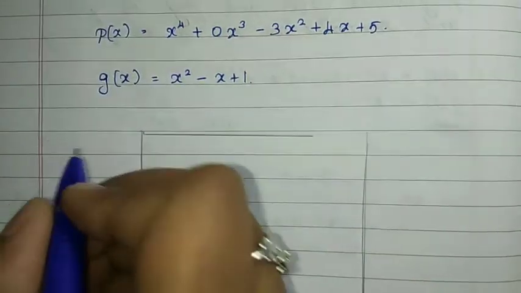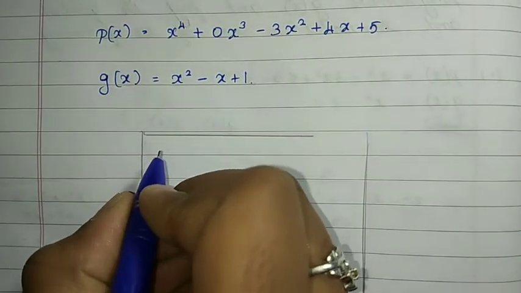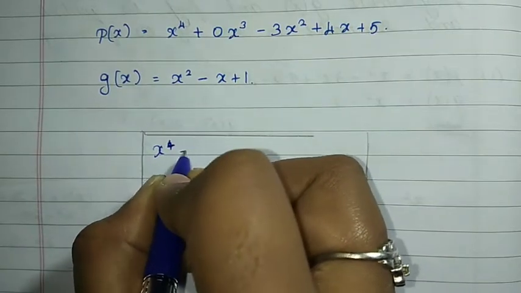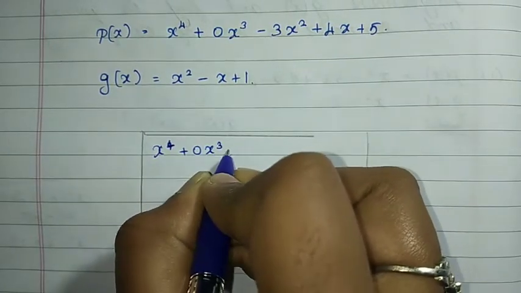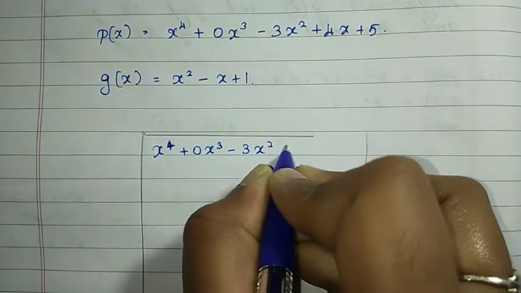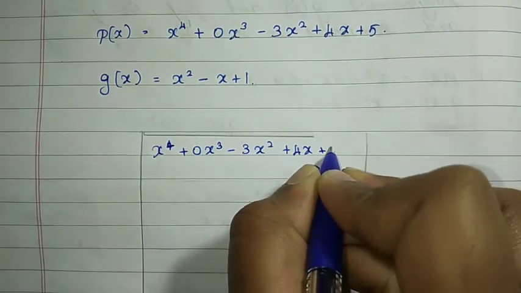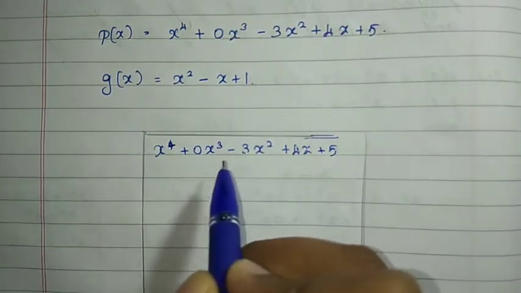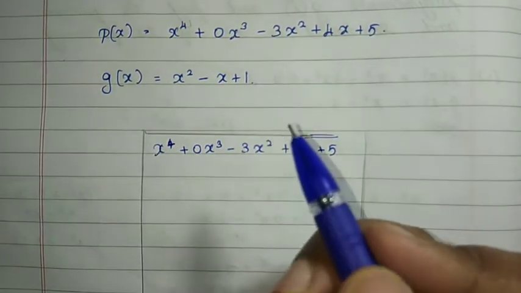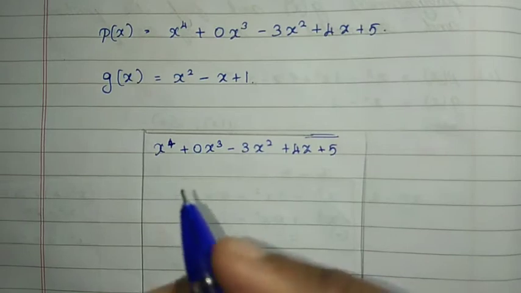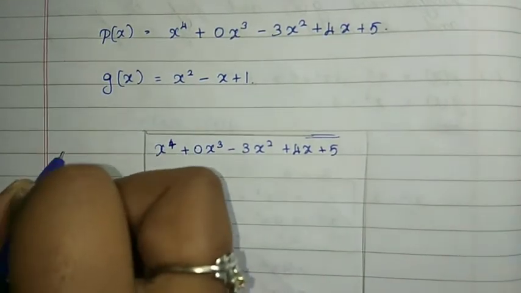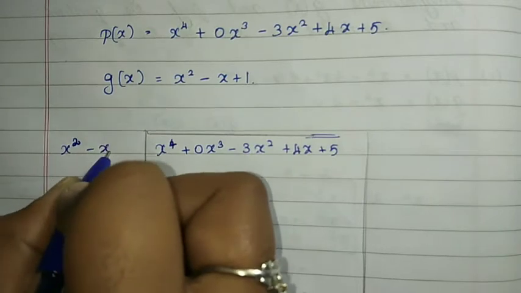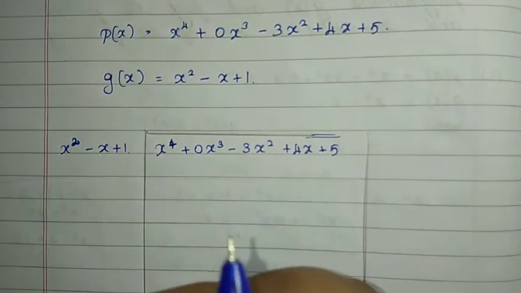Now we will be writing the dividend here: x power 4 plus 0x cube minus 3x square plus 4x plus 5. Whether it is given or not, we have to write this at least with 0 multiplied. Now let me write g of x. G of x is x square minus x plus 1. This is my g of x.